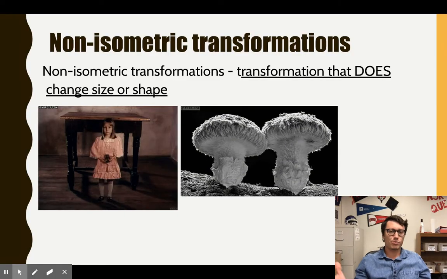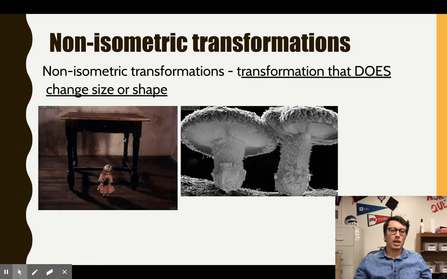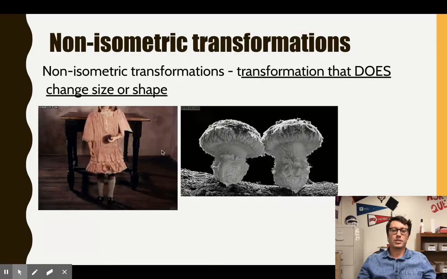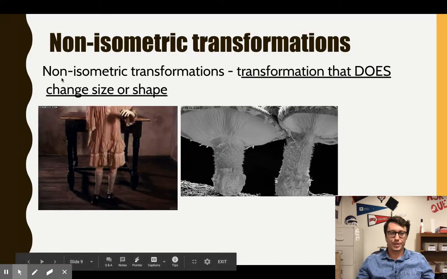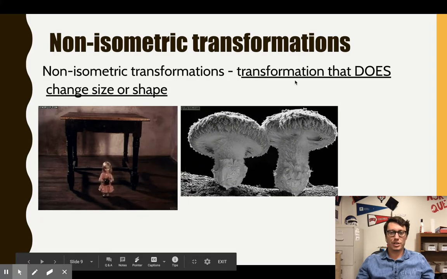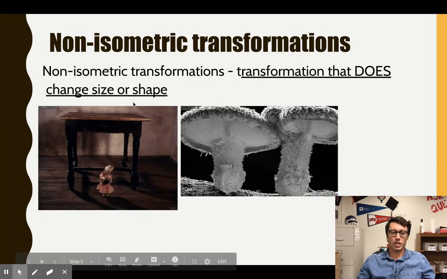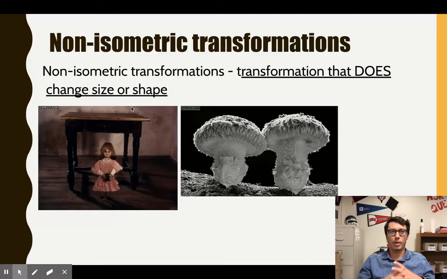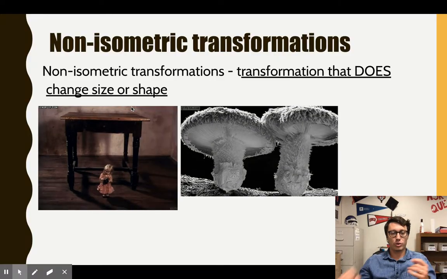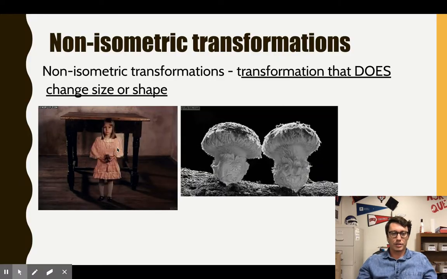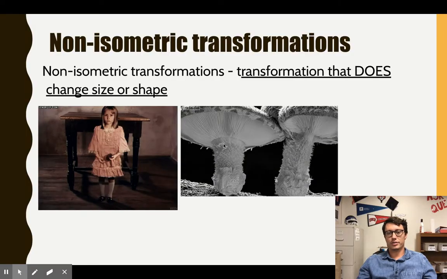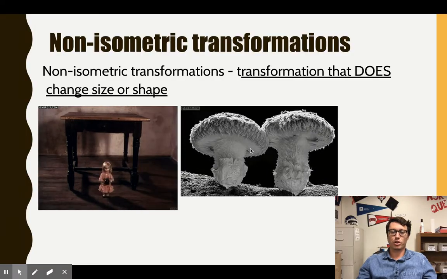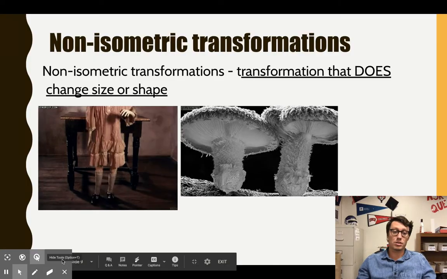This next section is more just kind of like fun facts. You will learn about these in a different math class, not here in geometry. Non-isometric transformations: the transformation does change shape or size, right? So it gets bigger, it gets smaller, in either 2 directions or 1 direction, right? Think about this doll shrinking or like this up close hyperlapse of mushrooms growing, right? They change in shape and in size.